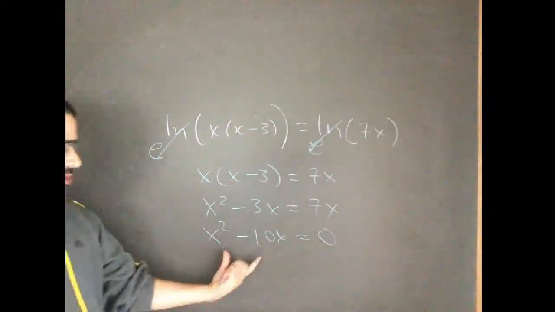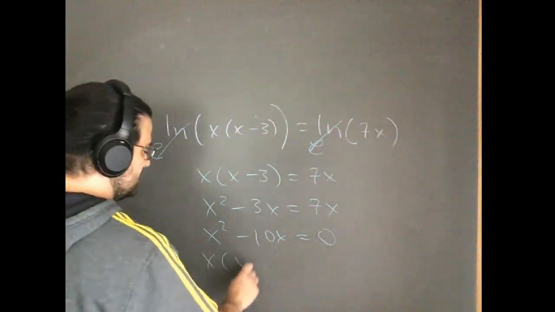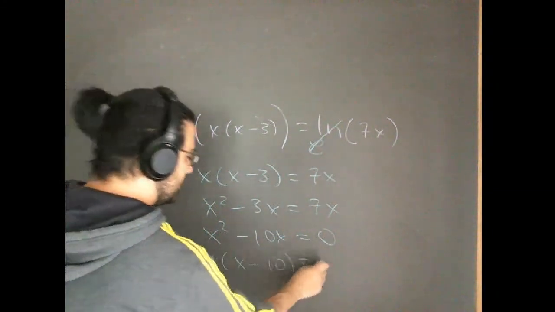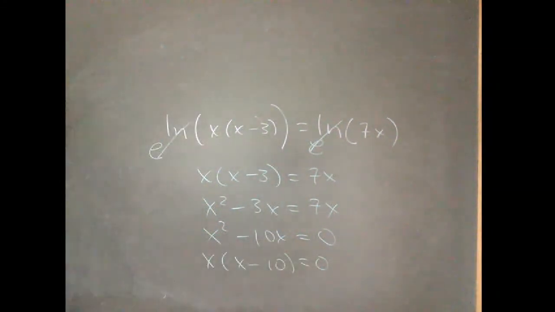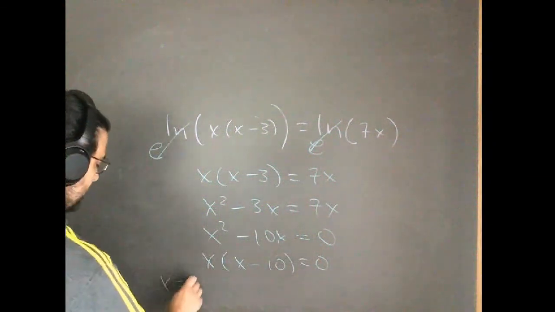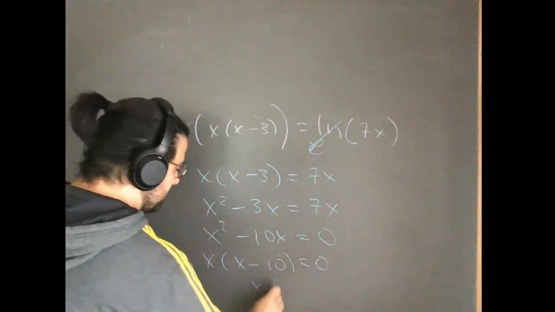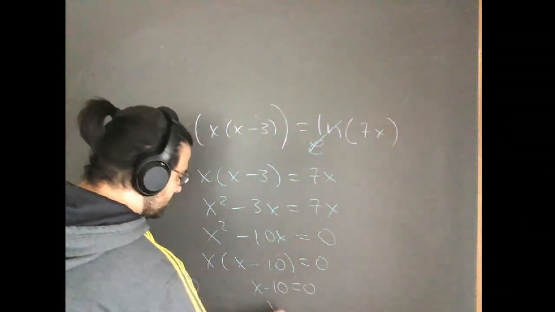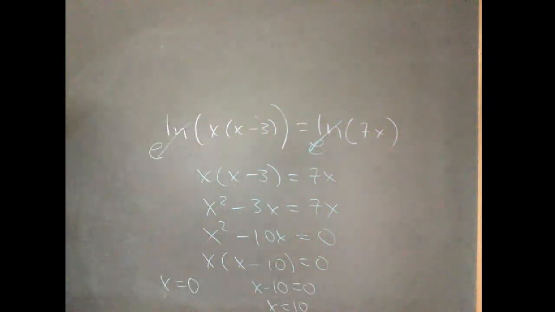quadratic. Here we'll just factor it. The factors are x and x minus 10, because the greatest common factor here was just x. And then you can go through and set those factors equal to 0. So this is x equals 0, and x minus 10 is equal to 0. So here we get x is equal to 10 for this last one.